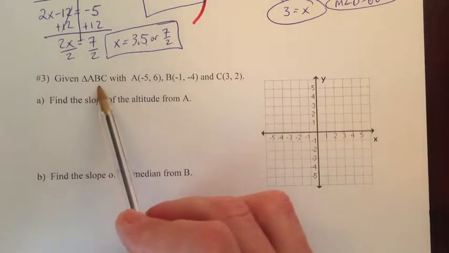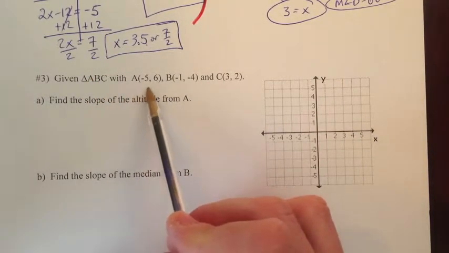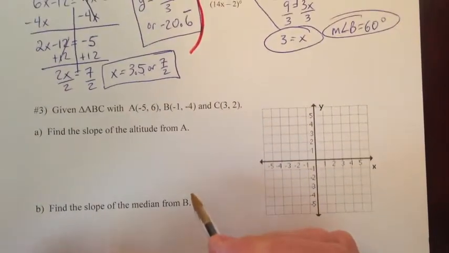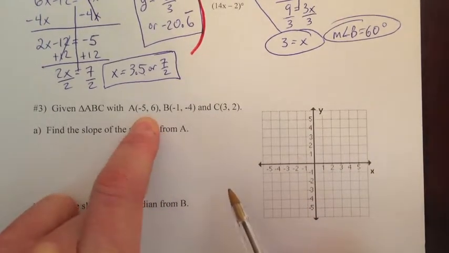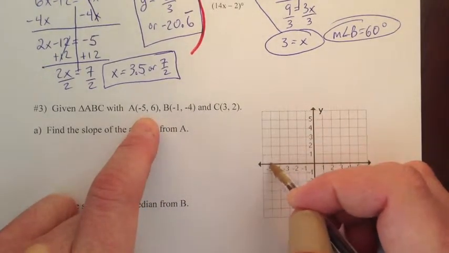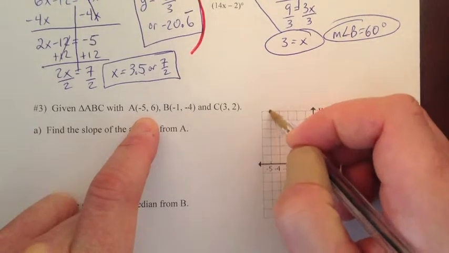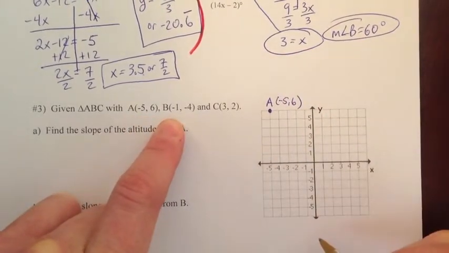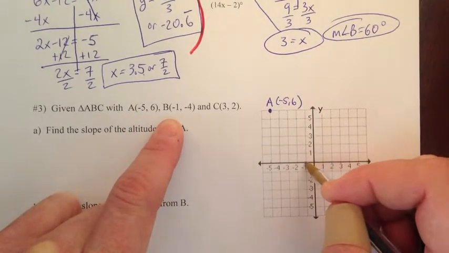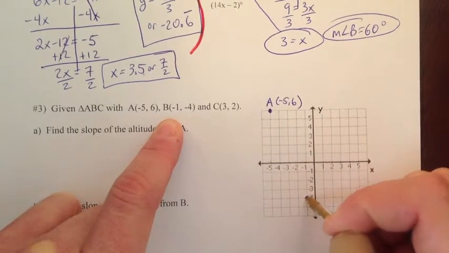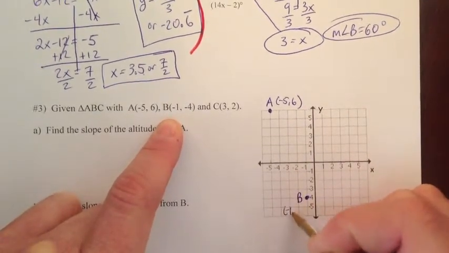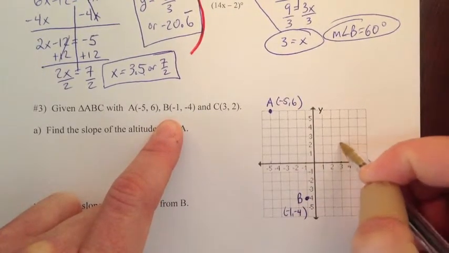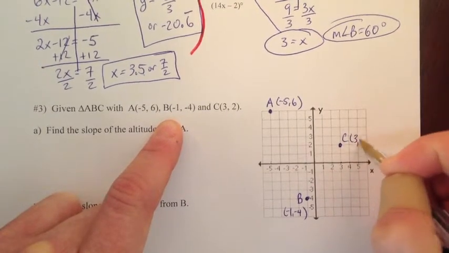First thing they do, given triangle ABC, and they tell us the coordinates of A, B, and C. Well, let's go ahead and graph them. Now remember, all of these are x comma y. So negative 5 comma 6 is x is negative 5, y is positive 6, so we're up here. There's A. B is negative 1, negative 4. So B is negative 1 left, negative 4 down. And then C is 3 comma 2. 1, 2, 3 to the right, 2 up. There's C, 3 comma 2.